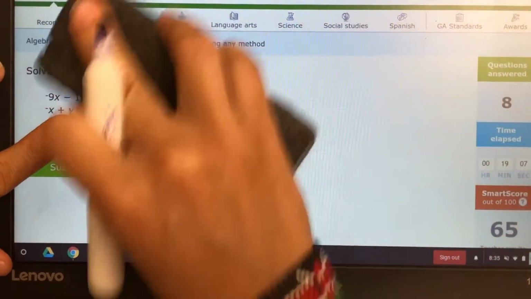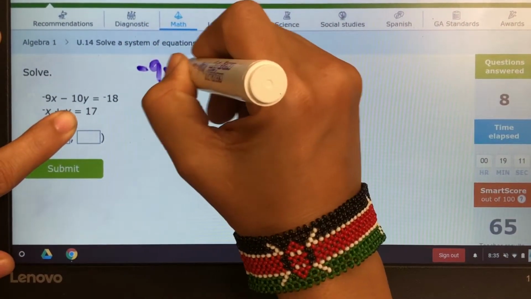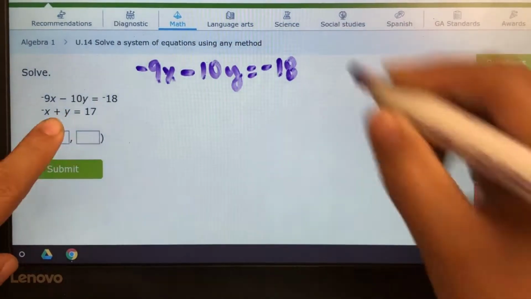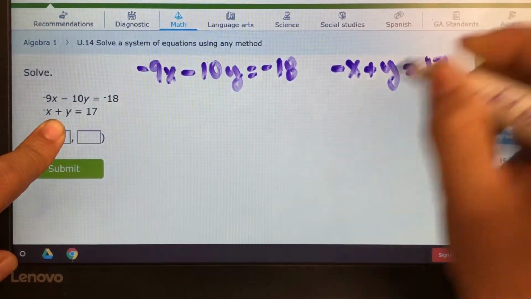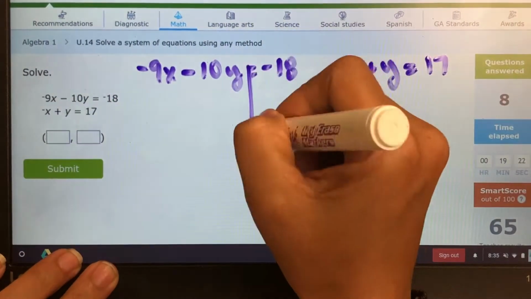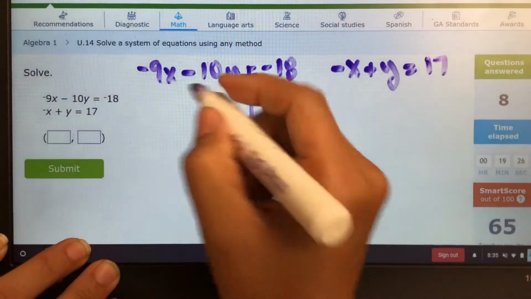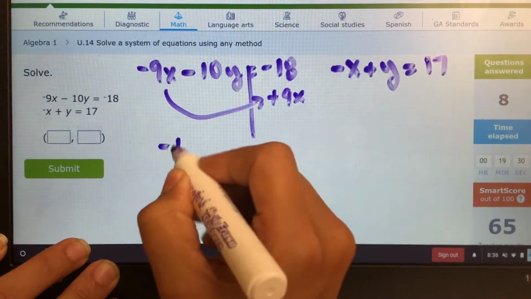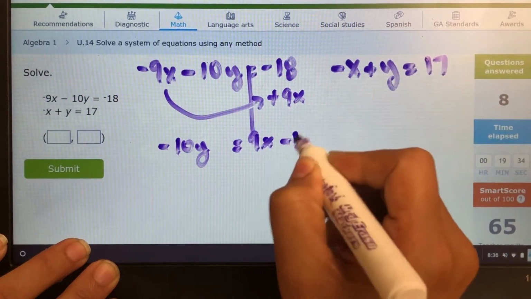So, let's take the first equation. Negative 9x minus 10y equals negative 18. Okay, now write the second one down. Negative x plus y equals 17. And we're going to make it y equals. So, first thing I need to get rid of is negative 9x because I need y on the left-hand side. So take that to the other side. It's going to be plus 9x, right? So I'm going to have negative 10y equals 9x minus 18.